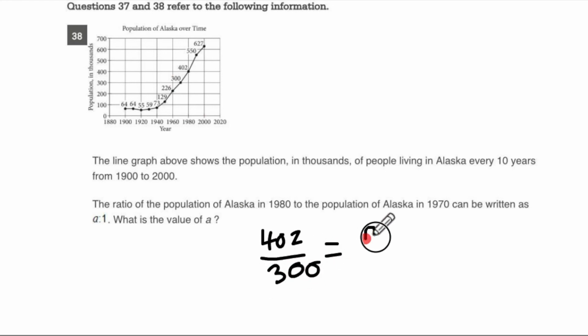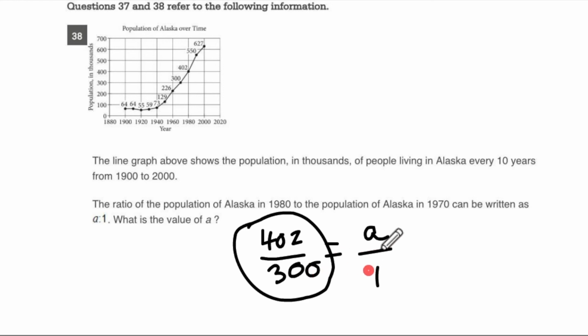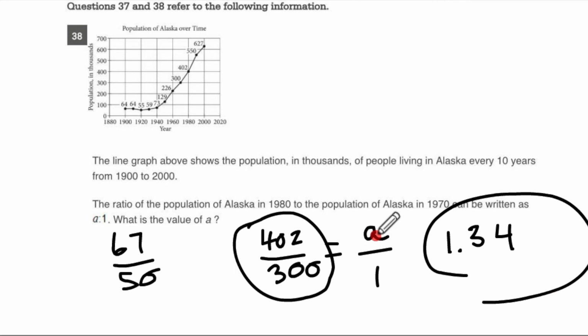equals the ratio of A over 1. And so we can see that the value of A is going to be this whole thing, right? Because if you cross multiply, you don't need to do that. You can just see that A equals 402 over 300. And if you put that into a decimal, it's going to be 1.34. You could also reduce it to 67 over 50, but that's a lot harder. Just put it in the decimal, and that's your final answer.